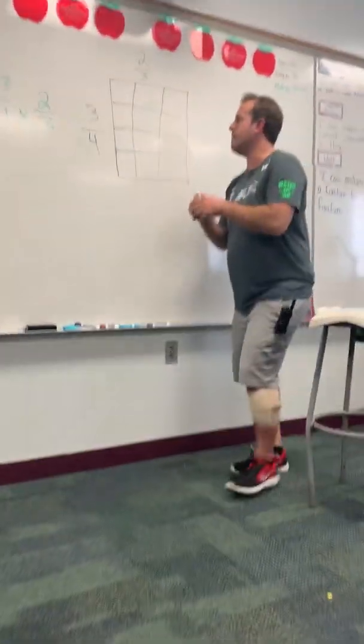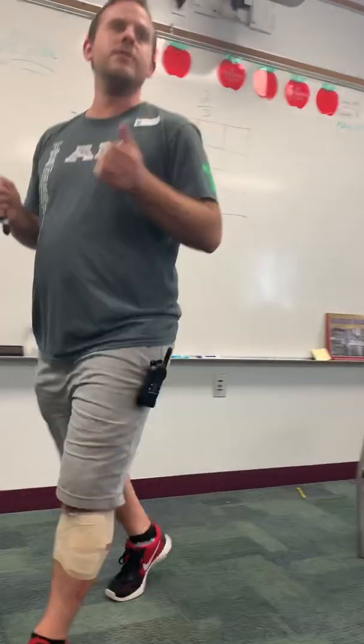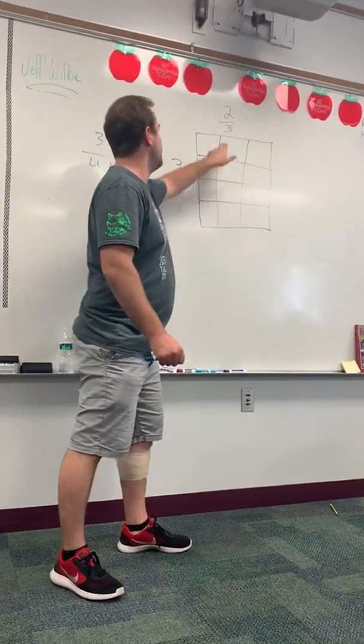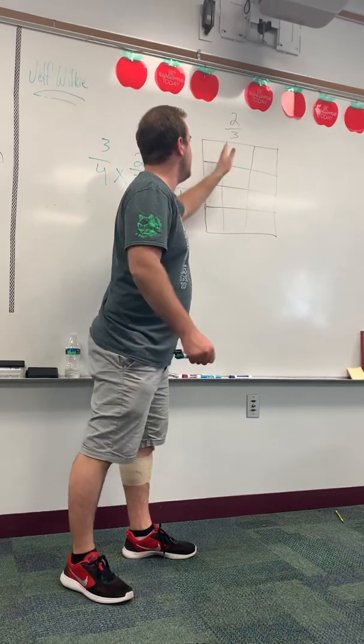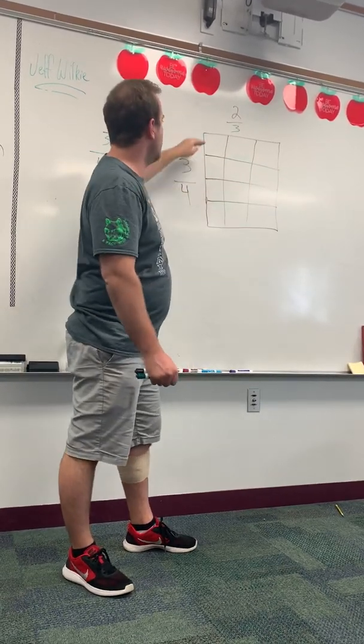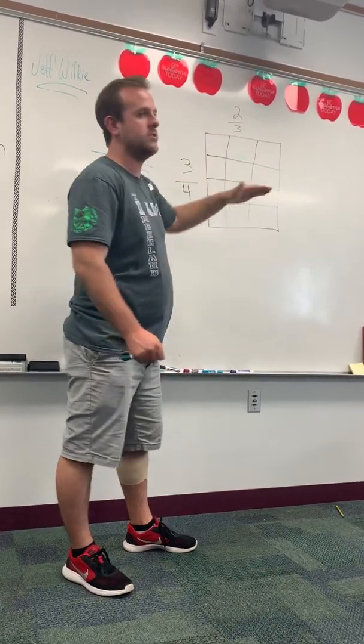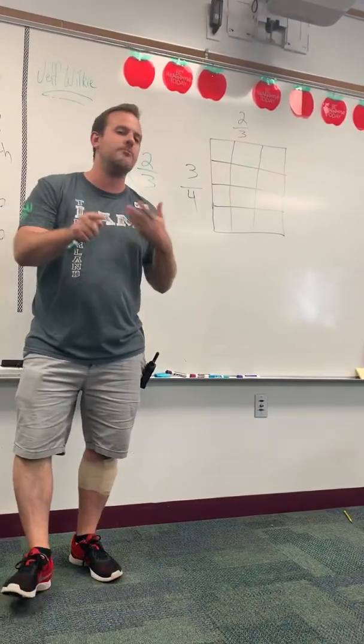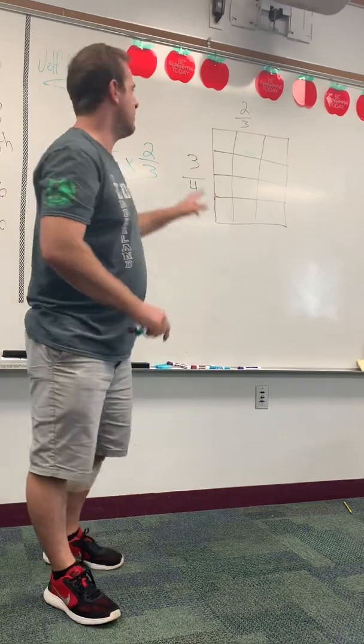So now we got our box split up. Is everybody with me? Yeah. So the denominator shows you how many times to split it. So 3 here, that means we need 3 columns. 4 here, that means we need 1, 2, 3, 4 rows. Now we need to work on shading it. And if you're like, how's this gonna help me multiply? Just hang on, we're getting there.